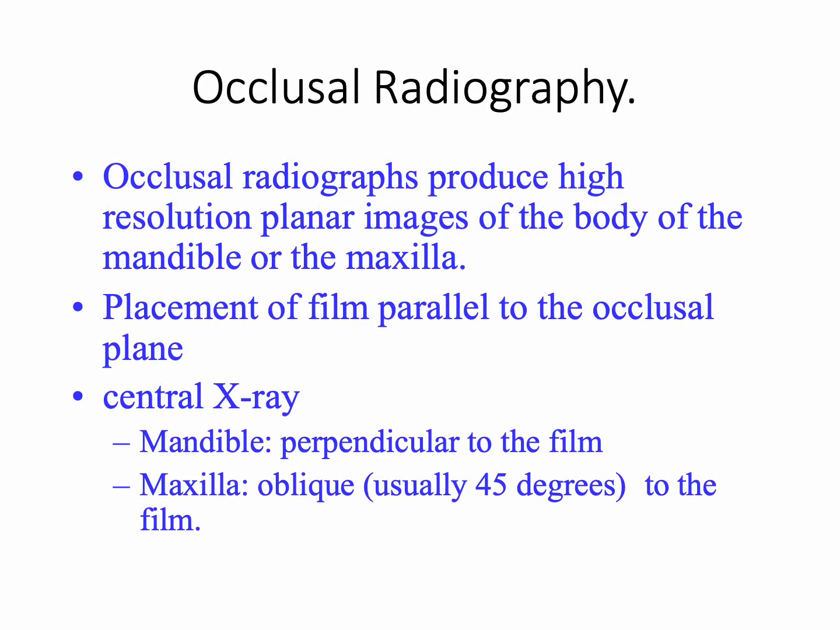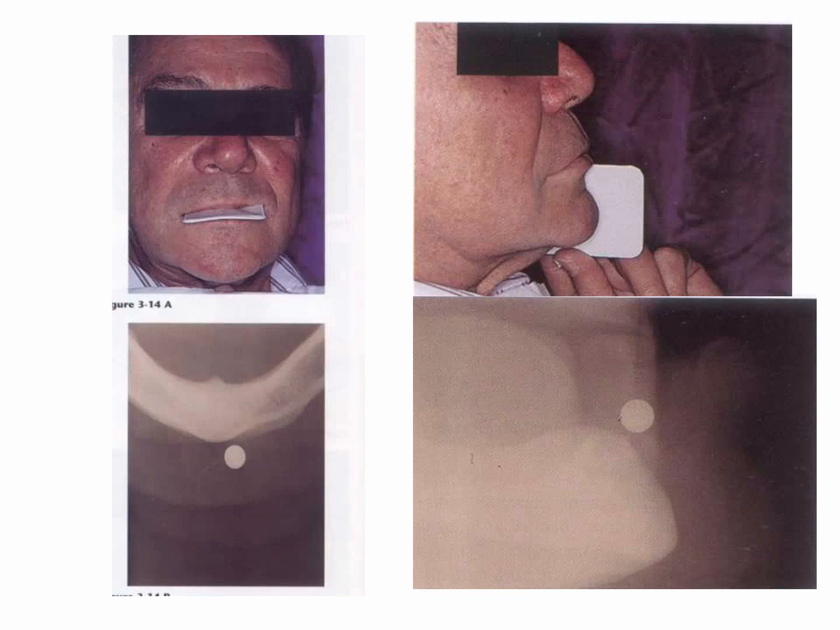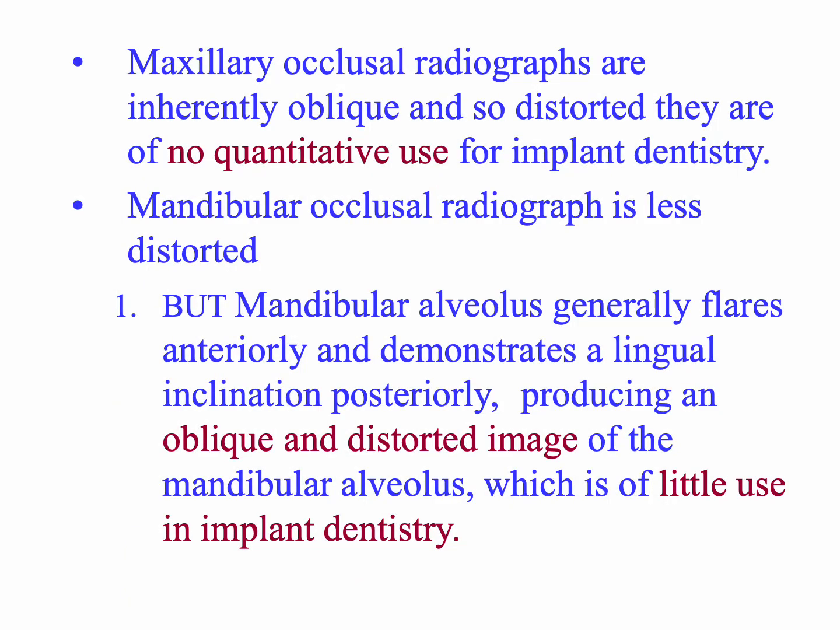Occlusal radiographs produce high-resolution planar images of the body of both the maxilla and the mandible. The film is placed parallel to the occlusal plane; for the mandible it is perpendicular to the plane, and for the maxilla it is placed obliquely at a 45-degree angulation. This is the picture which shows how the film is placed. However, it is of no quantitative use for implant dentistry.